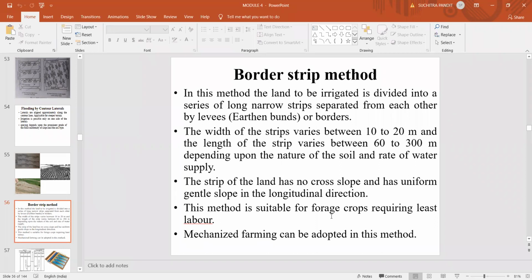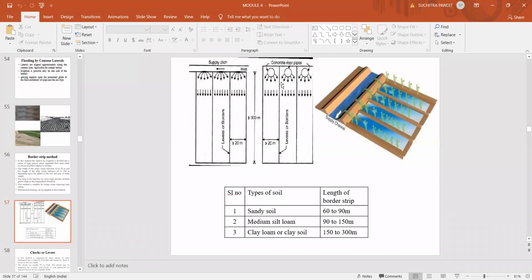And this method is suitable to grow forage crops requiring least labor. Especially for rice and sugar cane, you can adopt this border strip method, and mechanized farming can be adopted in this method. Now you can see here, this is the border strip method.